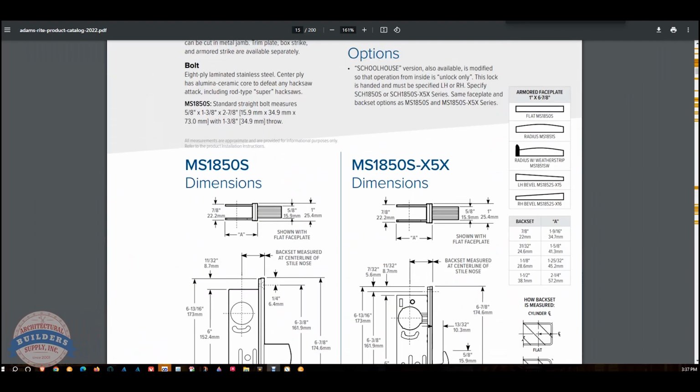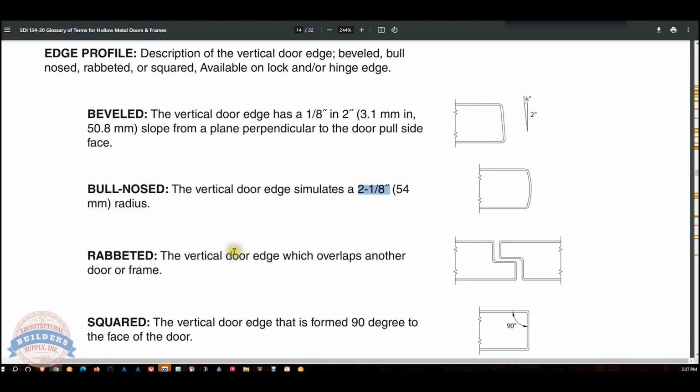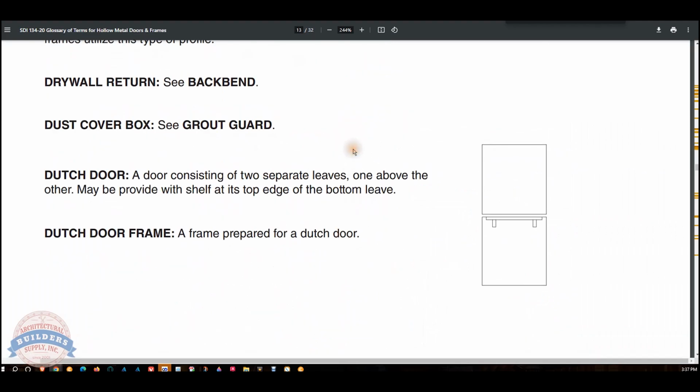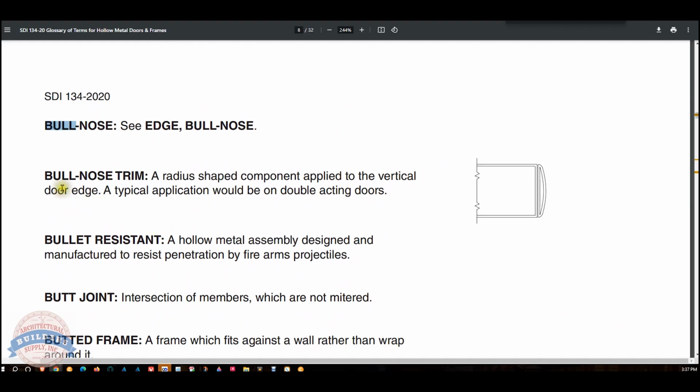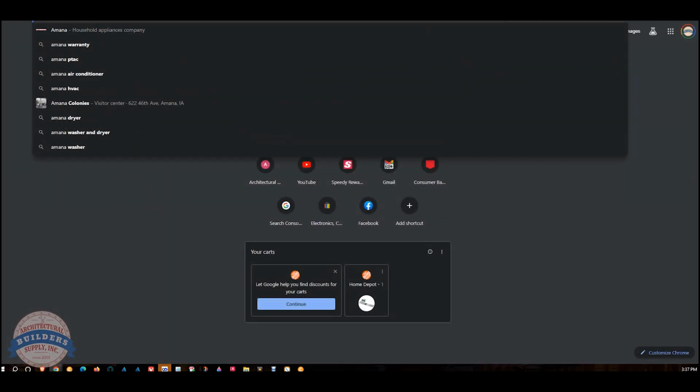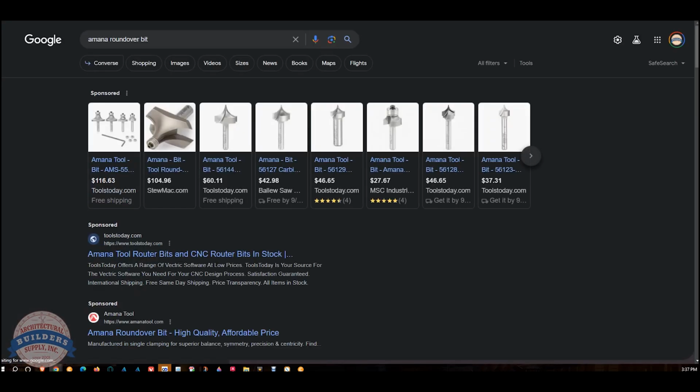Now let's take a look back at the glossary. What's our next definition in line? Because I think we've handled bullnose. I hope we have. If we haven't, we'll talk about that. Bullnose trim. Okay, well, it's not going to be too much of a deviation, but before we wrap this up, a lot of the questions I get is how to put a bullnose on a door. Let's actually talk about that.